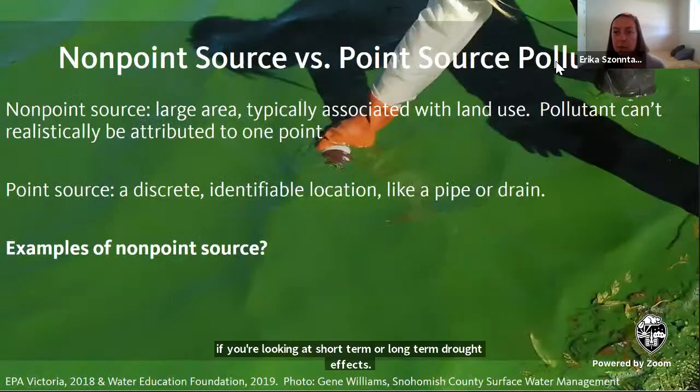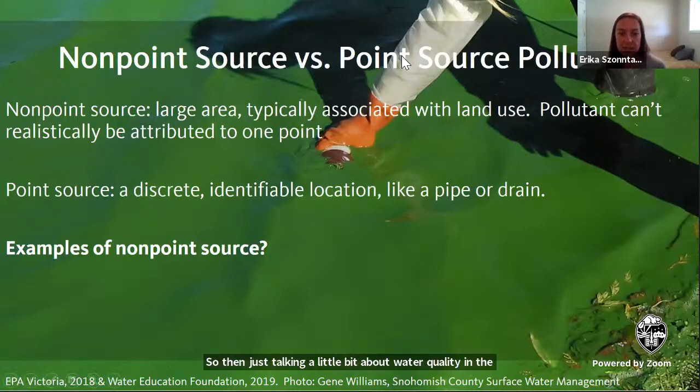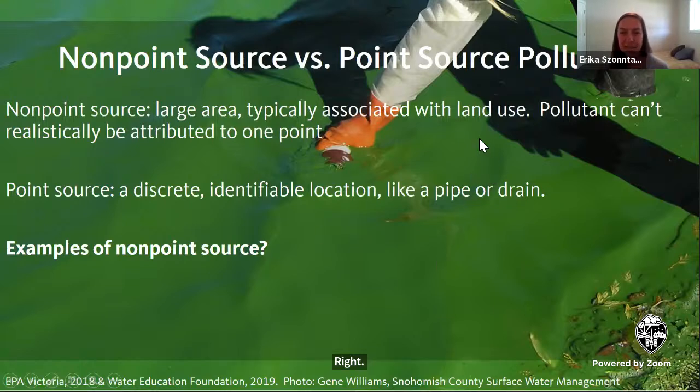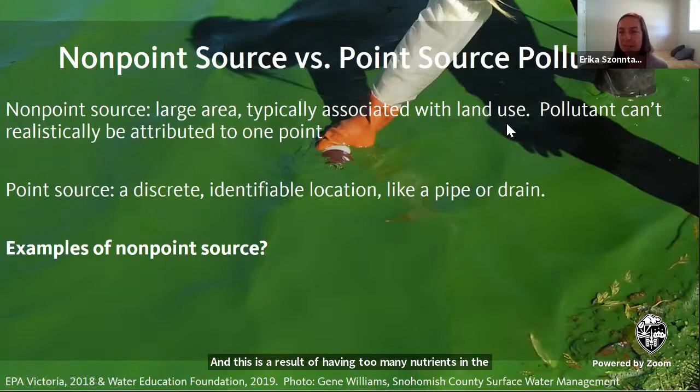So then, just talking a little bit about water quality, in the background here, this is a toxic algal bloom. So not something that you would want to go swimming in during the summer, right? And this is a result of having too many nutrients in the water, basically polluted water. So let's talk about how pollutants even get into the water and how it relates to gardening at home. There are two ways that pollutants can get into local waterways: via non-point sources or point sources.